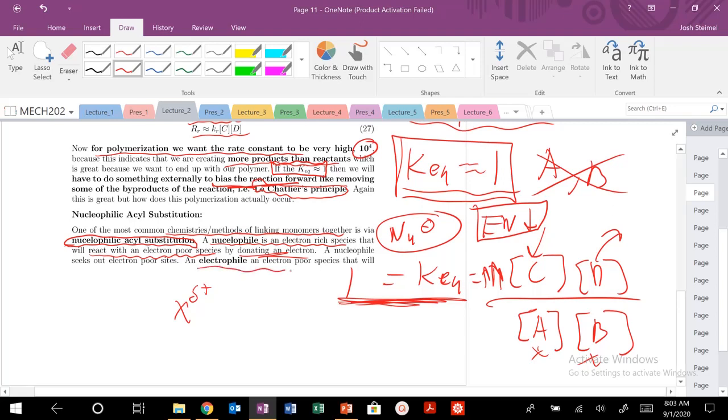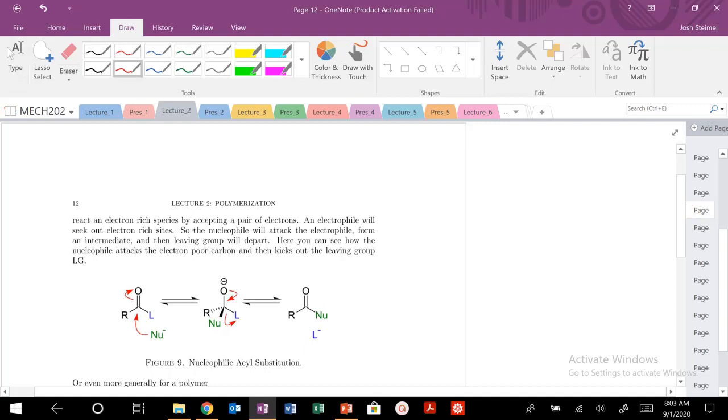And ideally, your electrophile, which is an electron-poor species, we would want to be very electronegative, but we'll see that might not often be the case. So the electrophile is an electron-poor species. It is going to accept that pair of electrons. Electrophiles seek out these electron-rich sites.